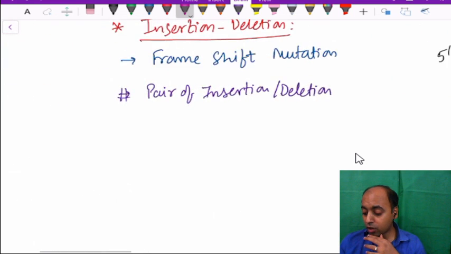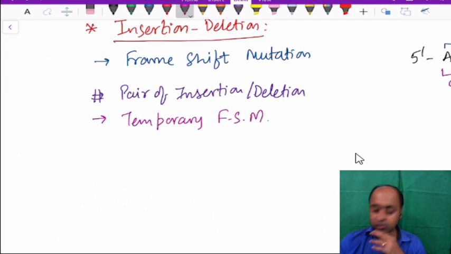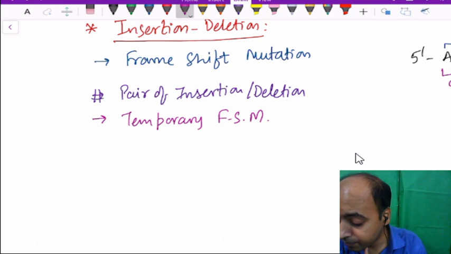So how do you describe it? When there is a pair of insertion deletion, there is a temporary frame shift mutation. So temporary frame shift mutation is seen when there is a pair of insertion deletion.